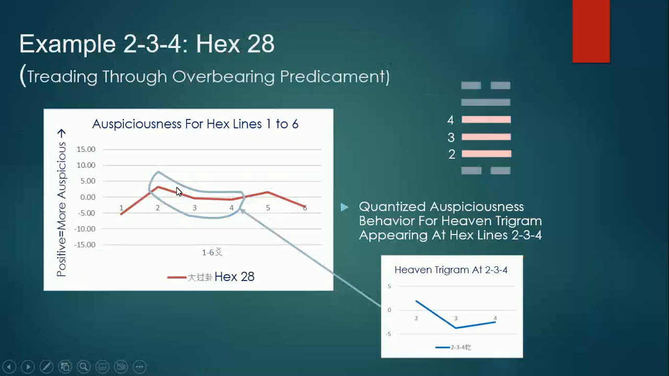So for lines 2, 3, and 4, it's a heaven trigram. Heaven trigrams at lines 2, 3, 4, as you can see, start out auspiciously and went into the anguish or negative pressure for lines 3 and 4. And in the overall six-line auspiciousness plots, they do correspond to the behavior of the trigrams.